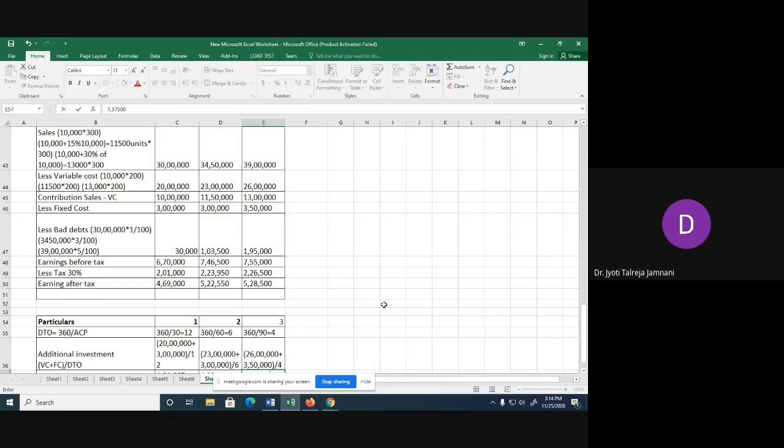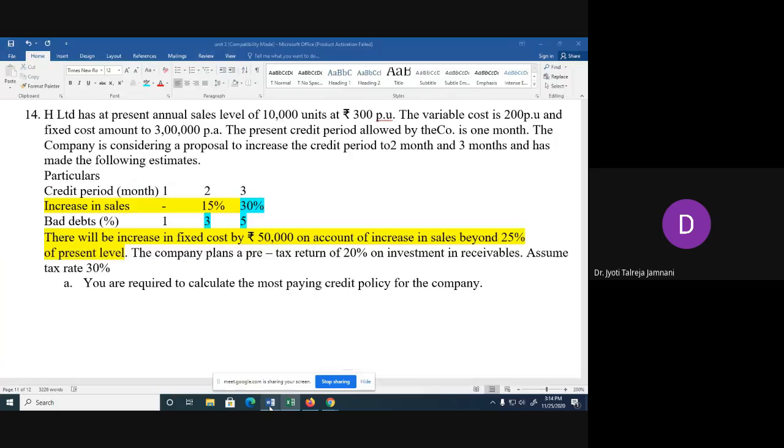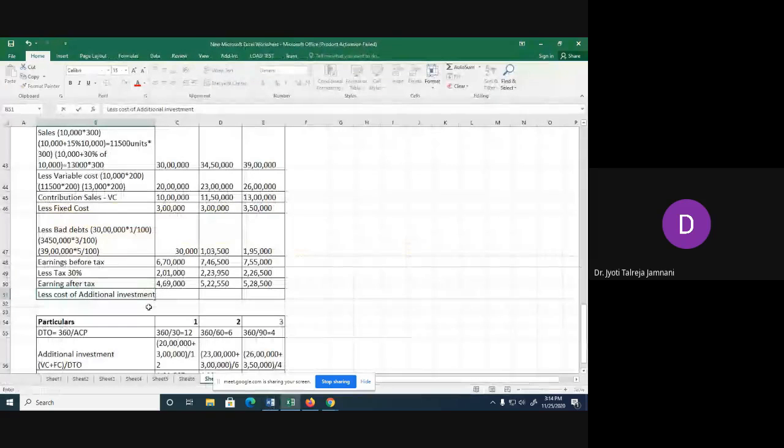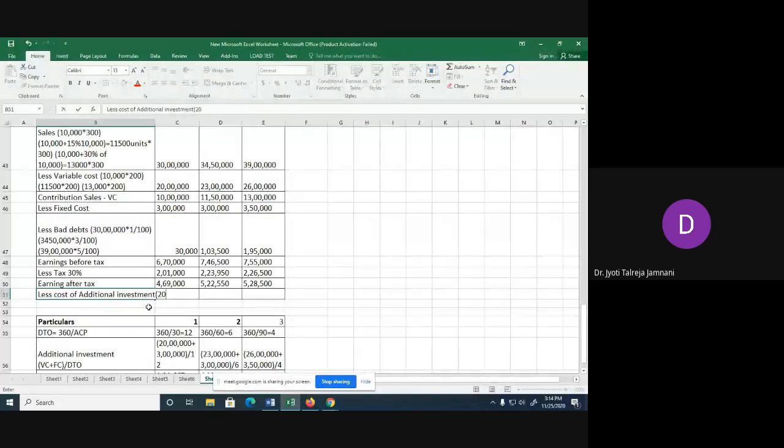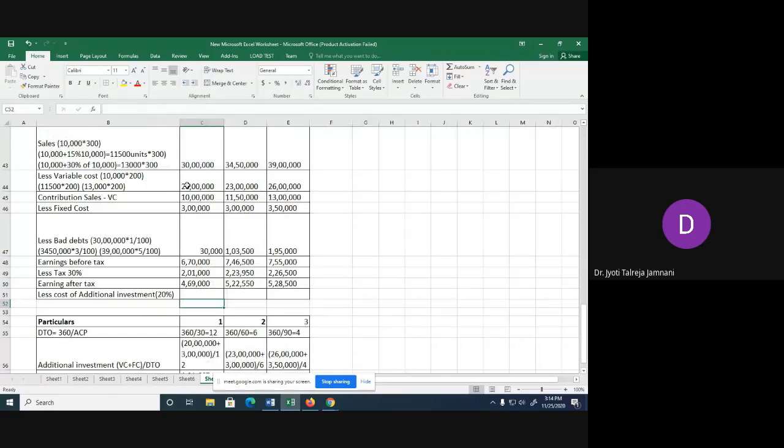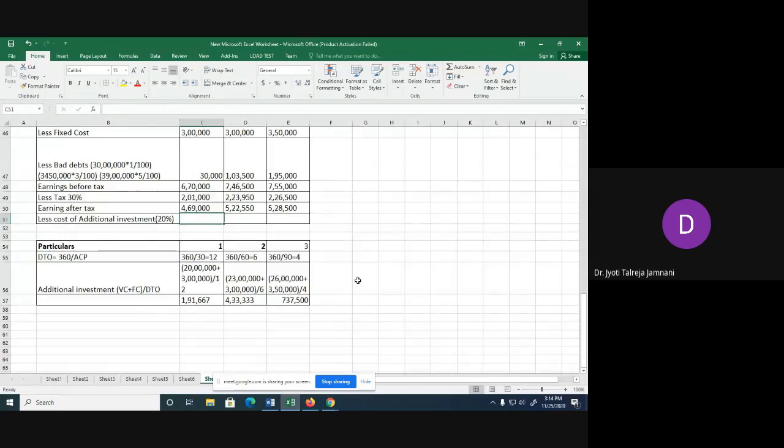7,37,500, right? Yes, ma'am. Okay, so here we'll do less cost of additional investment. I think the cost percentage given is 20%. So 20% you take it. Okay, so 20% of 1,91,667 is 38,333.4. 38,333 we will take.